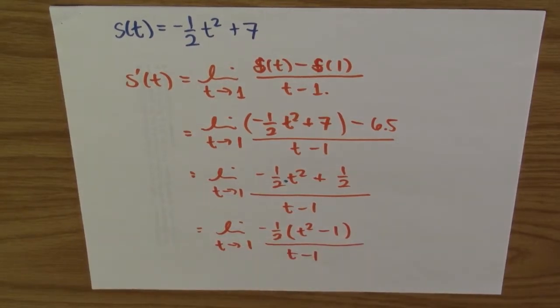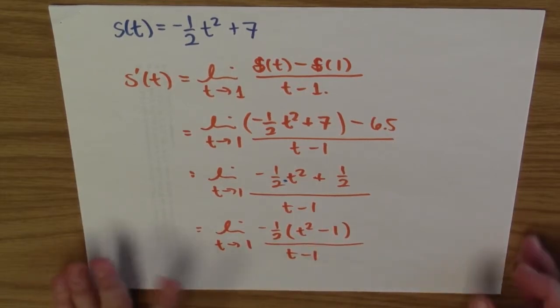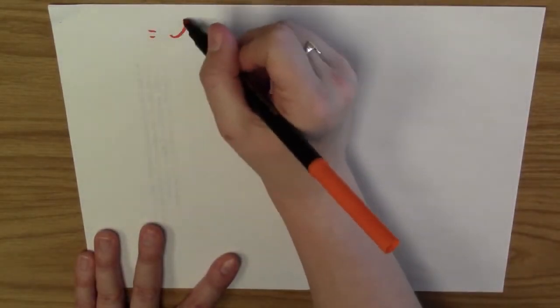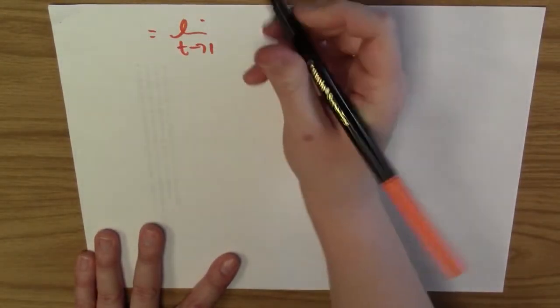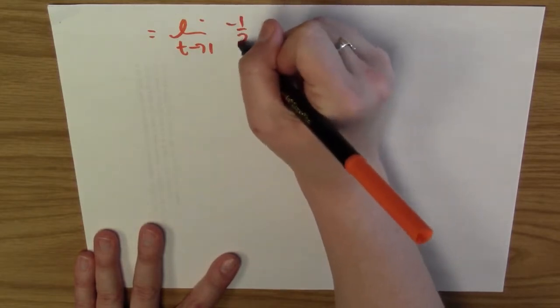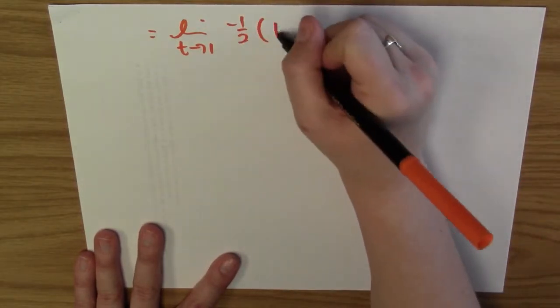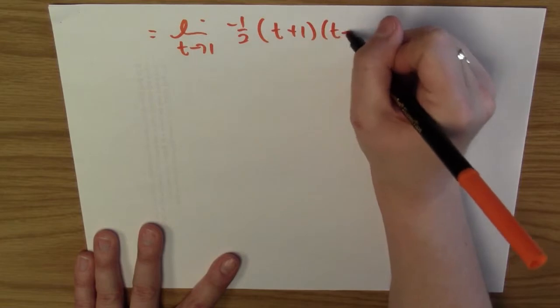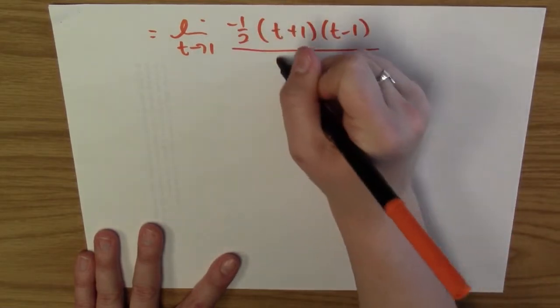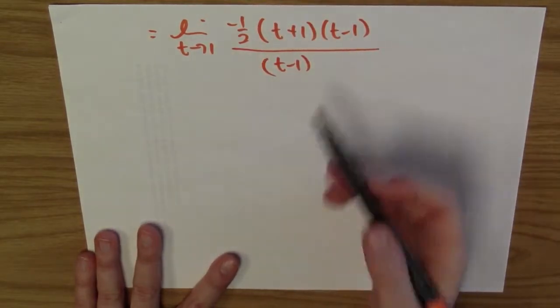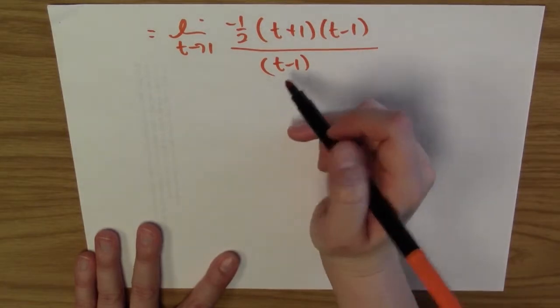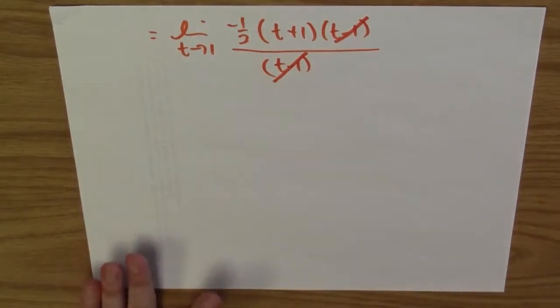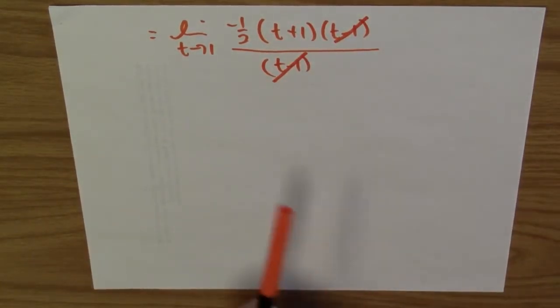And now, those of you who are great at factoring are really recognizing that this t squared minus 1 is something that we'd like to factor. So let's go ahead and do that. So this is the limit as t approaches 1 of negative 1/2, that t squared minus 1 factors as t plus 1 and t minus 1, and this is all over t minus 1. Well, here's a t minus 1 in the numerator, here's a t minus 1 in the denominator, so we can go ahead and cancel those.